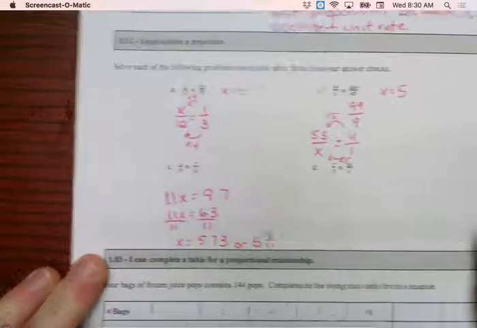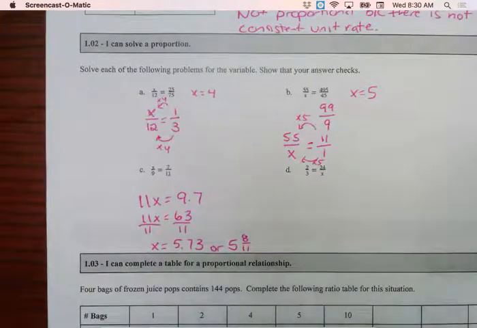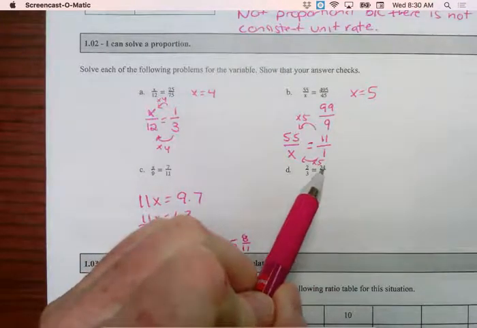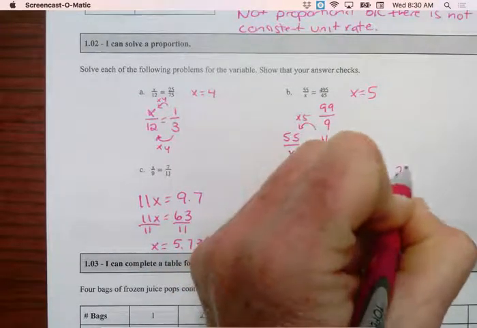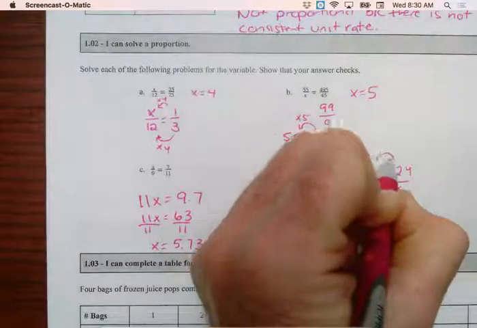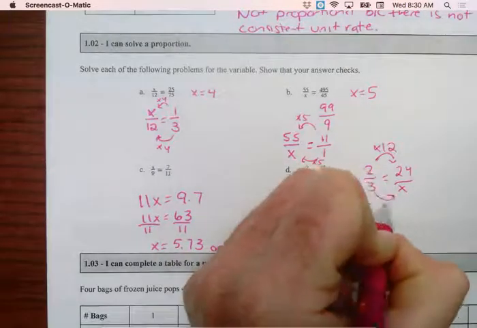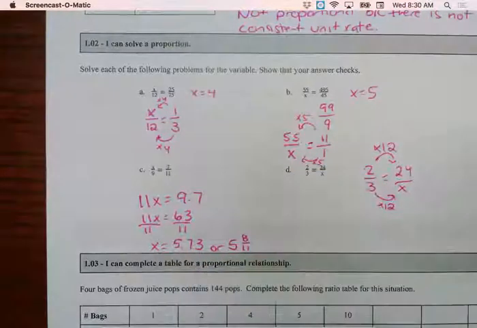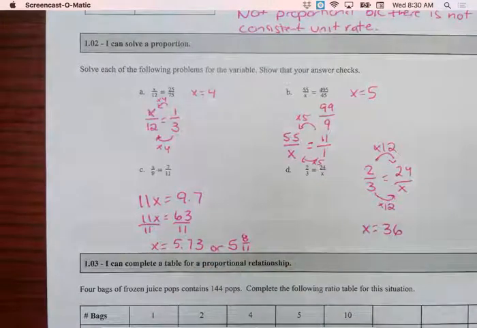Okay. This problem here. Oh, this one's easy. 2 times what gives me 24? I'm going to write this a little bit bigger so you can see it. 2 times 12 is 24. So 3 times 12 will give me that number, and that number is going to be 36.